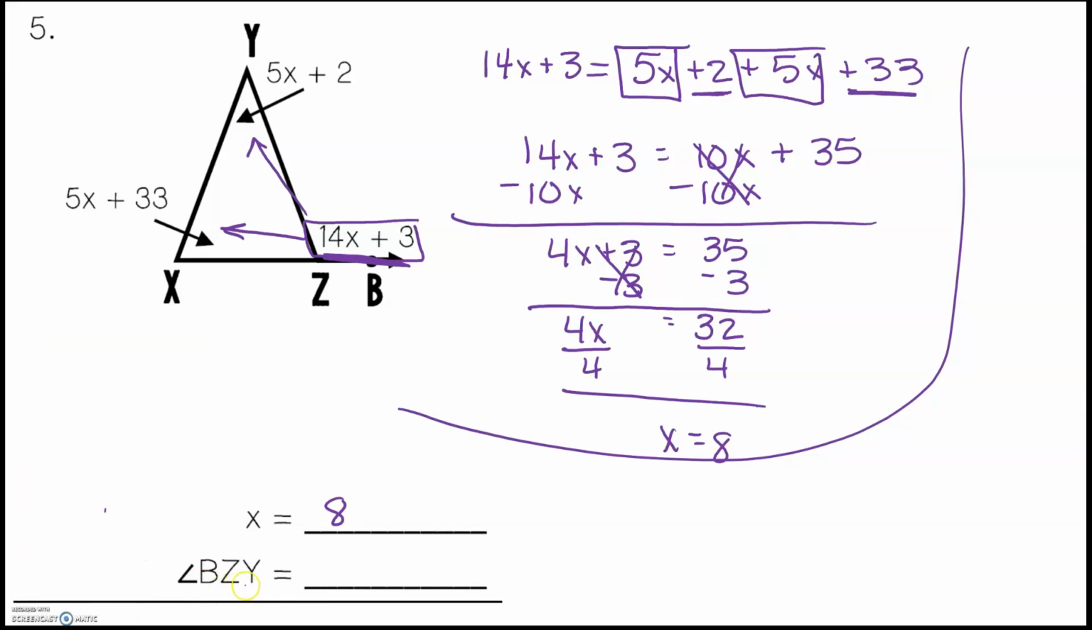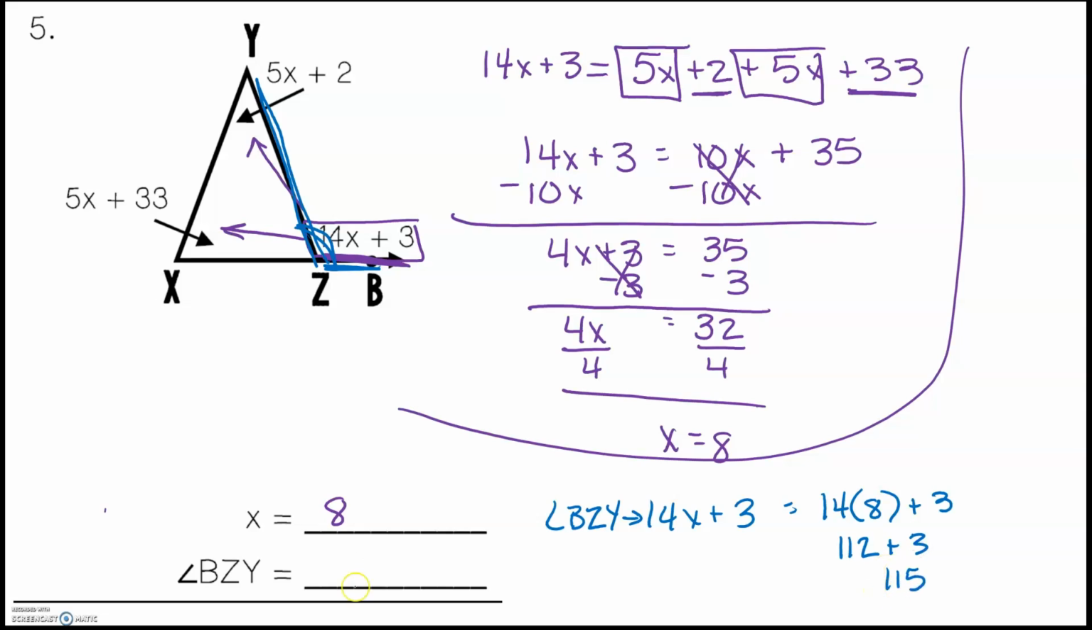Then I need to figure out which angle am I finding the measure value for. So that's going to be BZY. BZY, that's the exterior angle. So I need 14x plus 3, angle BZY, take the x out, put the 8 in its place, and then add 3. We multiply first. So 14 times 8 gives us 112, plus 3 is going to put us at 115 degrees.